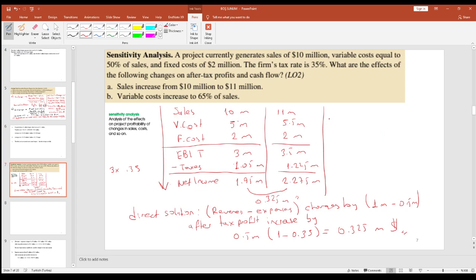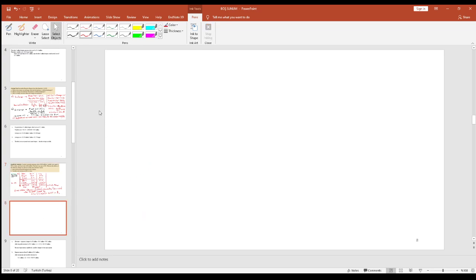So one note is that since there is no depreciation, cash flow changes by the same amount, because here, as you see, this is also cash flow. Why? It is because depreciation here is 0. Okay, this is A, and let me solve this B part. B. Let me go directly.